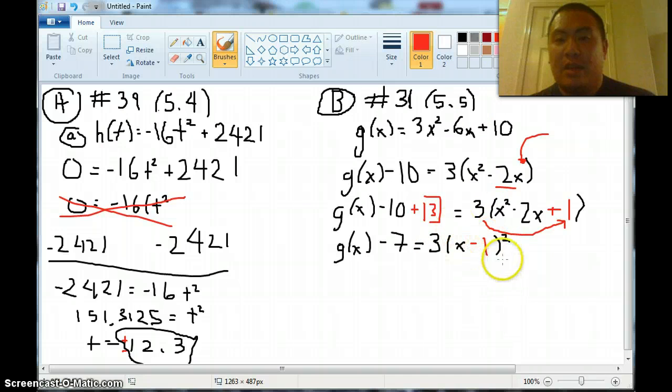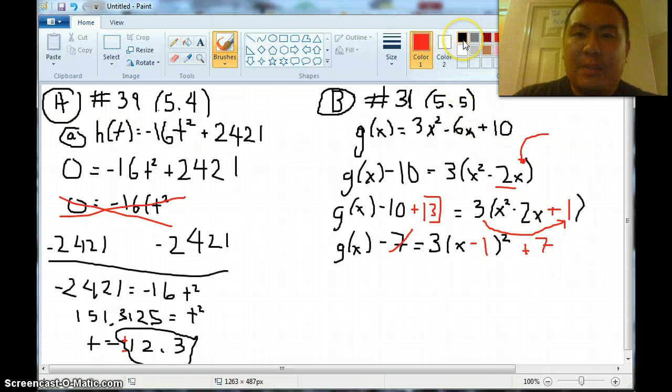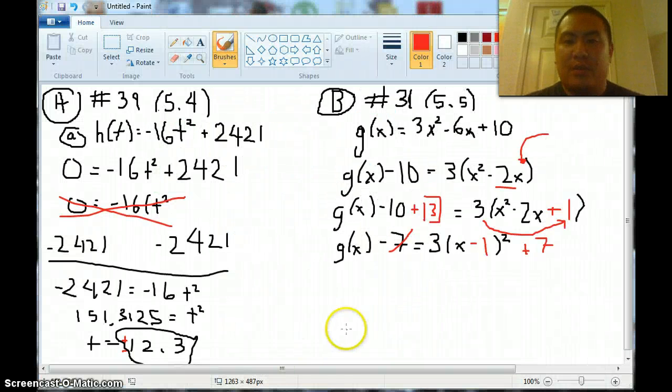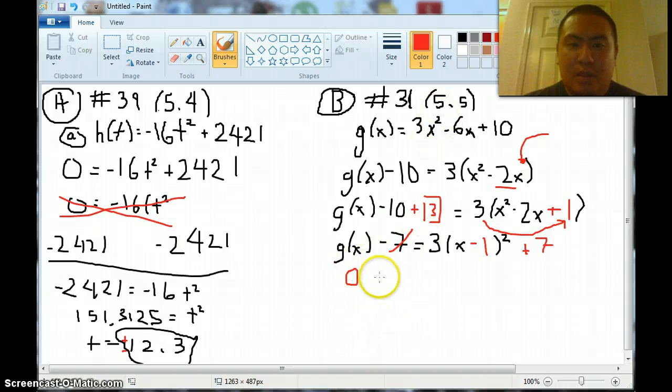You can go ahead and do the area model and see that it's the same. Okay, so from here I'm just going to add 7 back to it. I'm going to add 7 over here. And now I'm in vertex form, right? Okay, so great. Now the last part I want to do is solve for it. The question says solve for the zeros. Okay, so I can solve for the zeros. That's going to leave me with 0 is equal to 3 parentheses x minus 1 squared plus 7.